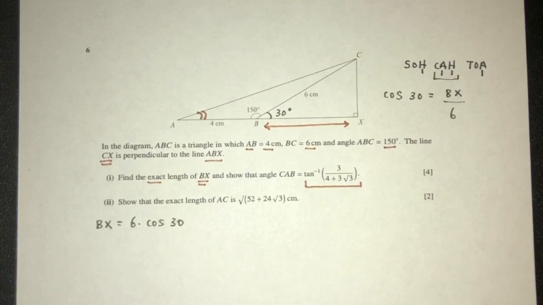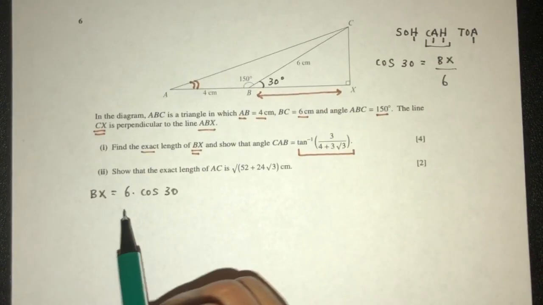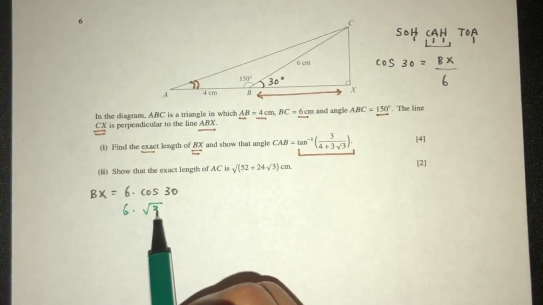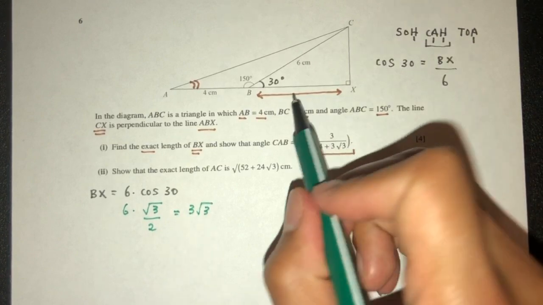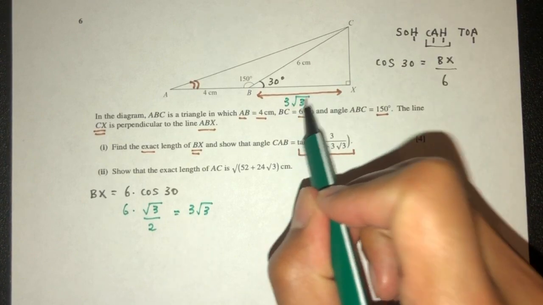So now we understand what is cos 30. We have to know this exact value. Cos 30 is root 3 over 2. That should be 3 root 3. Okay, so that will be 3 root 3.